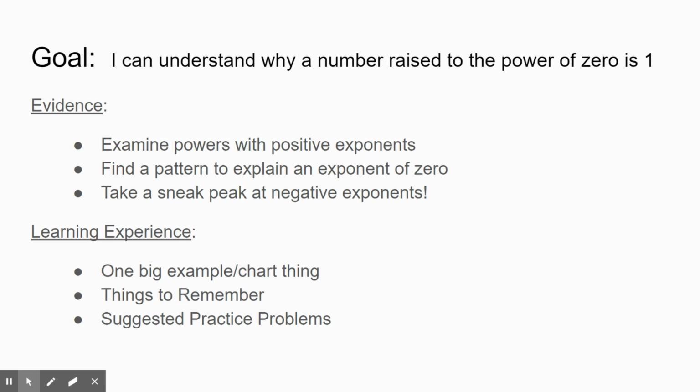Evidence-wise, we're going to examine powers with positive exponents. We actually have to look at some other types of problems before we can look at the 0, because we're going to need to find a pattern which will help us explain why a number with an exponent of 0 is just 1. We might even take a sneak peek at negative exponents, though that would be a video for a different time. We got some suggested practice problems at the end.